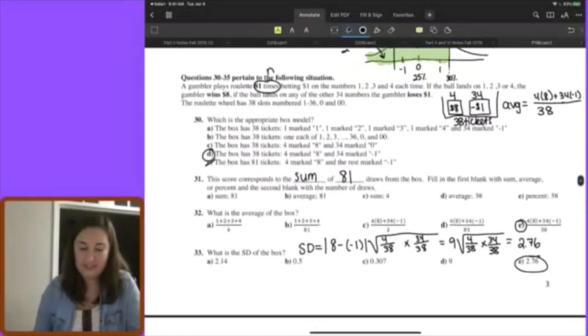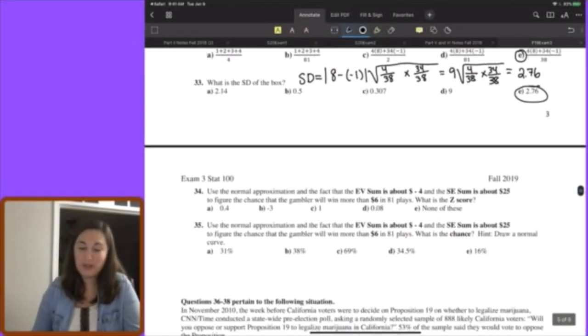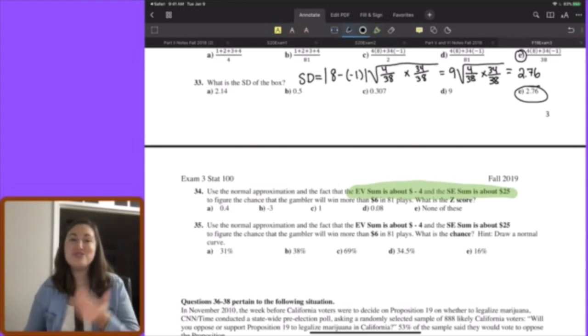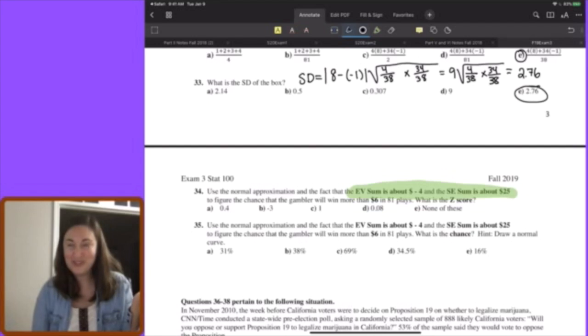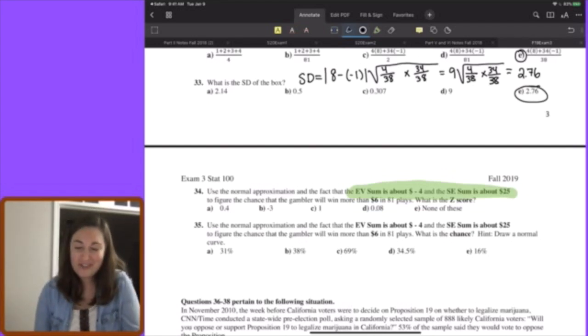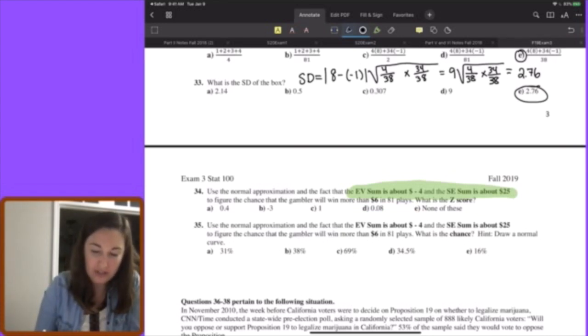Okay, looking good so far, nothing too crazy. Oh, 34 more normal curves. So they told us the expected value of the sum is about negative $4. That definitely makes sense for roulette because you are always going to have a negative expected value. You're always expected to lose. The more you play, the more you're expected to lose. And the standard error is about $25. It's very variable because sometimes people win and then usually they lose. So we want to know what's the chance the gambler will win more than $6 in 81 plays.